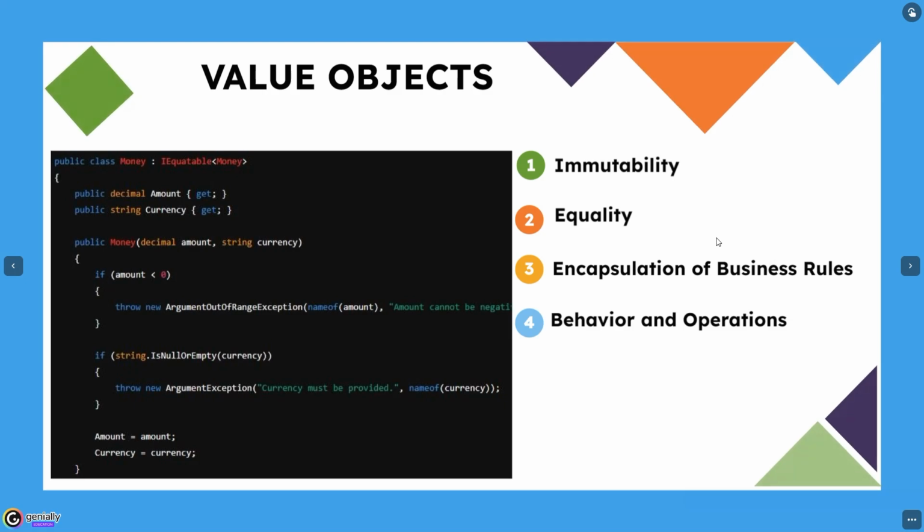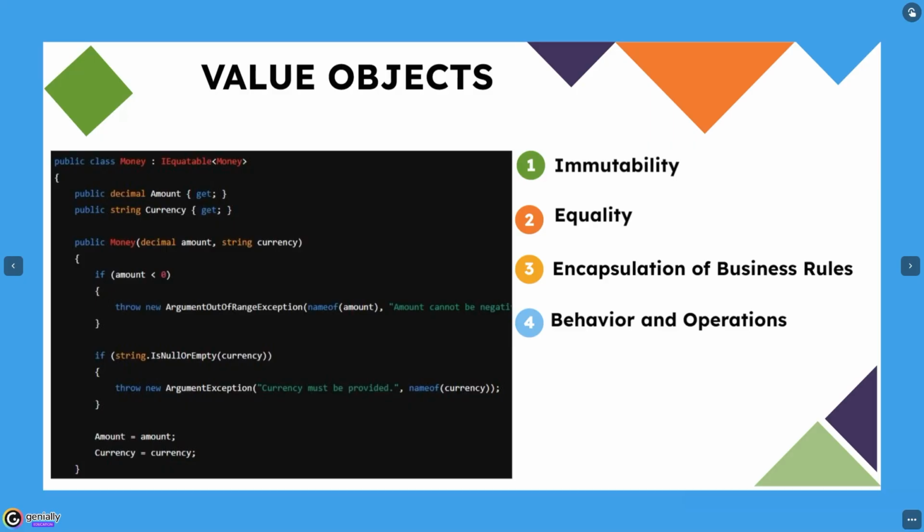So if we take a look at the value object example, here it is, the money value object. There are some key characteristics of the money value object. One is immutability. Value objects should be immutable, meaning that once they are created, their state cannot be changed. This guarantees that the value represented by the object remains consistent and reliable throughout its life cycle.